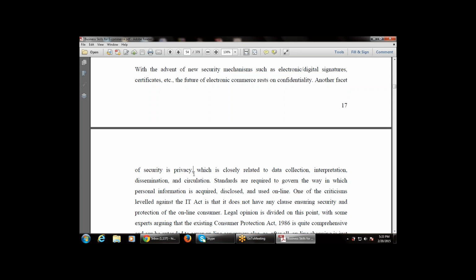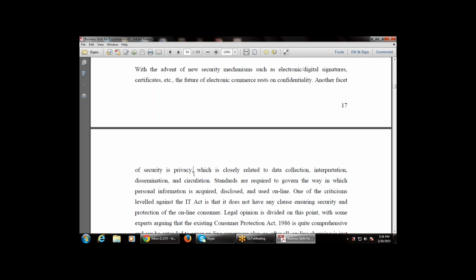Standards are also required to govern the way in which personal information is acquired, disclosed and used online. There must be a proper standard to govern this. One of the criticisms leveled against the IT Act is that it does not have any clause ensuring security and protection of the online consumer.